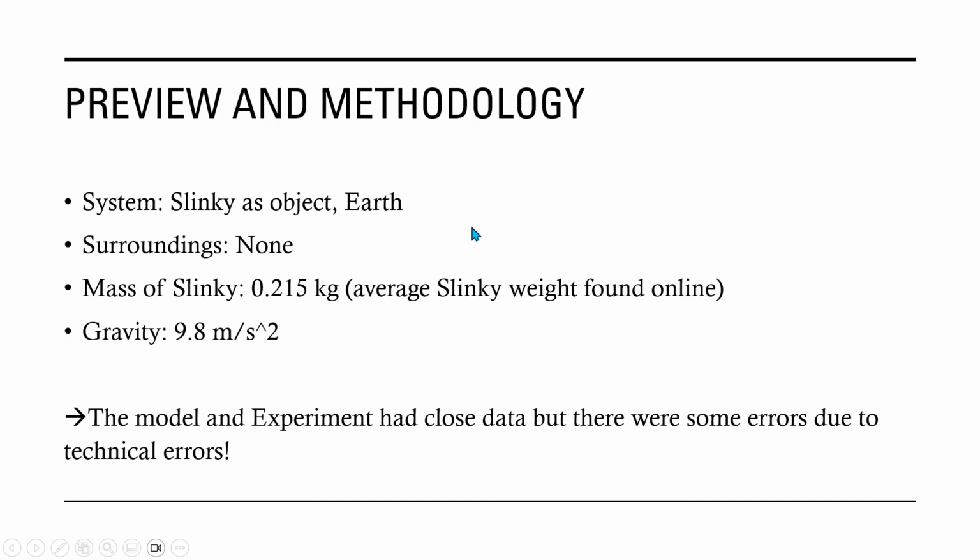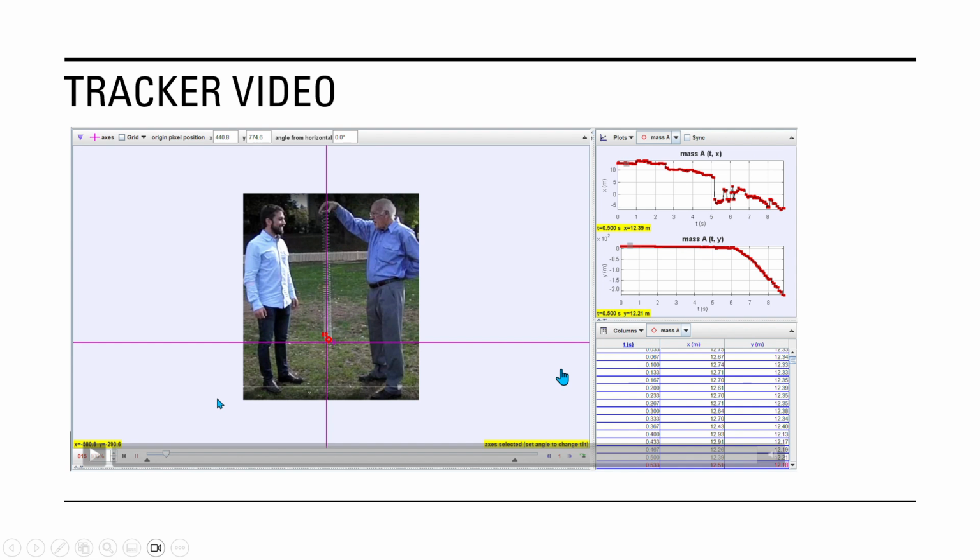So the preview and methodology is as follows. We have the system, which is the slinky as an object, and Earth, which has gravity, and then our surroundings, there's nothing in the surroundings. Mass of the slinky is 0.215 kg, and this was found via Google for the average weight of a slinky, and the gravity is 9.8 meters per second squared. The model and the experiment had quite close data correlation, but there were some errors due to technical errors in the Tracker data.